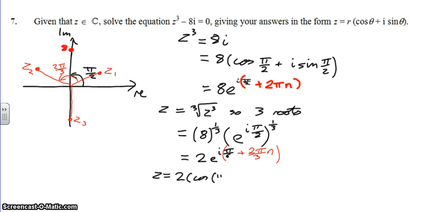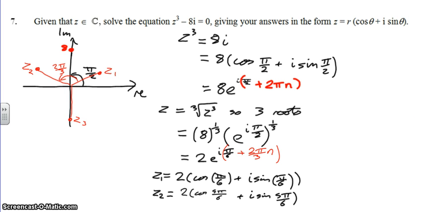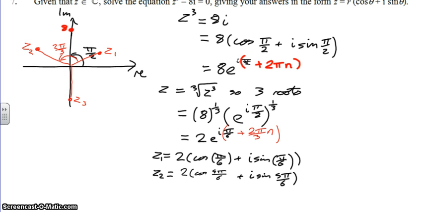So our z1 is, in the form that they want it, r is 2, so 2 cos pi by 6 plus i sine pi by 6. That's z1. z2, if we add 2 pi by 3 to pi by 6, then we get 5 pi by 6. So 2 cos 5 pi by 6 plus i sine 5 pi by 6. And the final solution, z3, would be 2 cos 3 pi by 2, that's minus i, plus i sine 3 pi by 2.